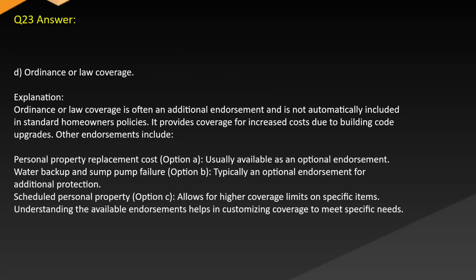Answer: D. Ordinance or law coverage. Explanation: Ordinance or law coverage is often an additional endorsement and is not automatically included in standard homeowners policies. It provides coverage for increased costs due to building code upgrades. Other endorsements include personal property replacement cost, option A, usually available as an optional endorsement. Water backup and sump pump failure, option B, typically an optional endorsement for additional protection. Scheduled personal property, option C, allows for higher coverage limits on specific items. Understanding the available endorsements helps in customizing coverage to meet specific needs.